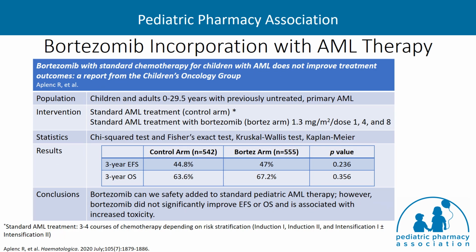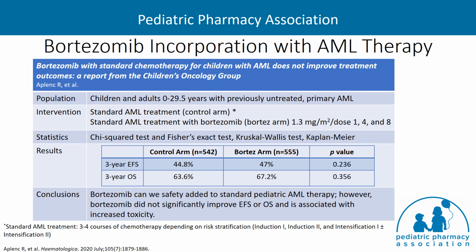Another example of how various agents have been incorporated into frontline AML therapy to try to improve outcomes is bortezomib. So there was a study conducted by Athletic and colleagues that was published in 2020 entitled Bortezomib with Standard Chemotherapy for Children with AML Does Not Improve Treatment Outcomes. A report from the Children's Oncology Group was published. This study specifically looked at pediatric and adult AML that had been primary AML and previously untreated.